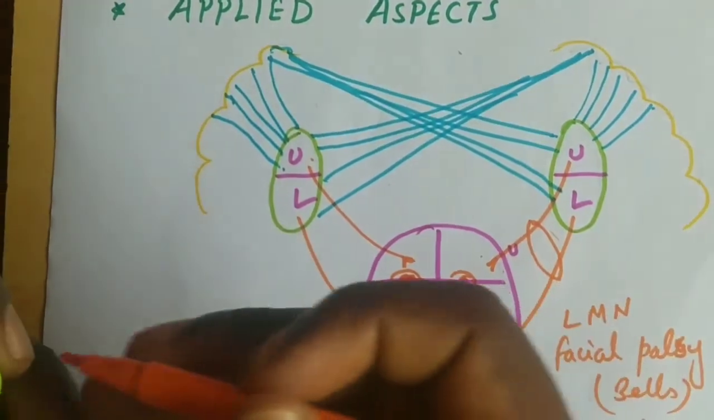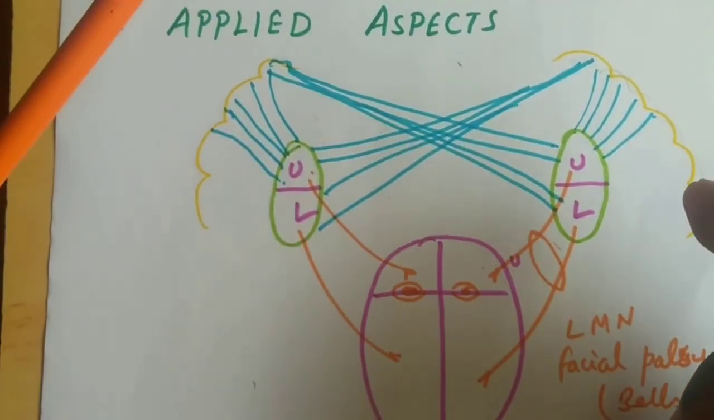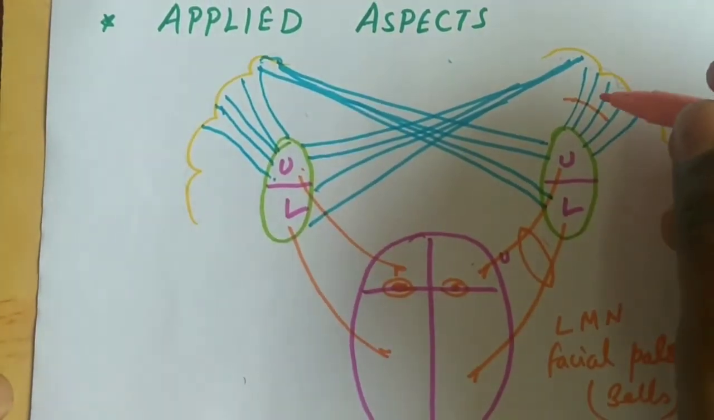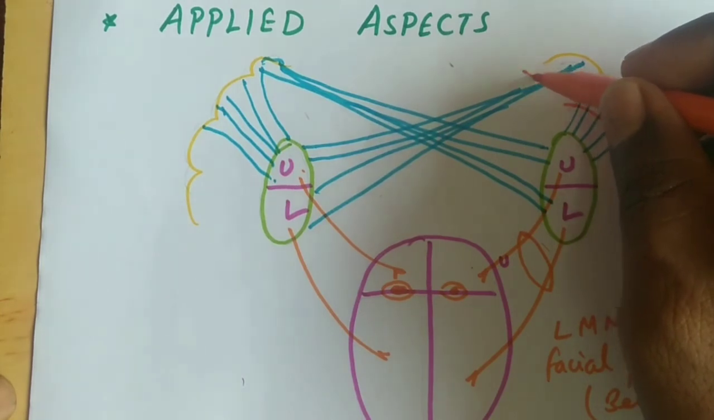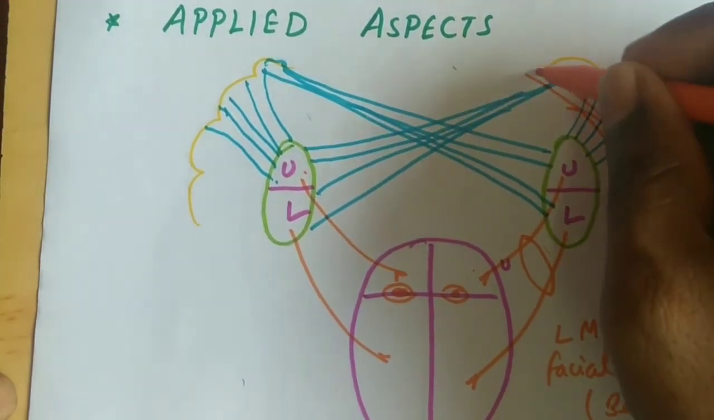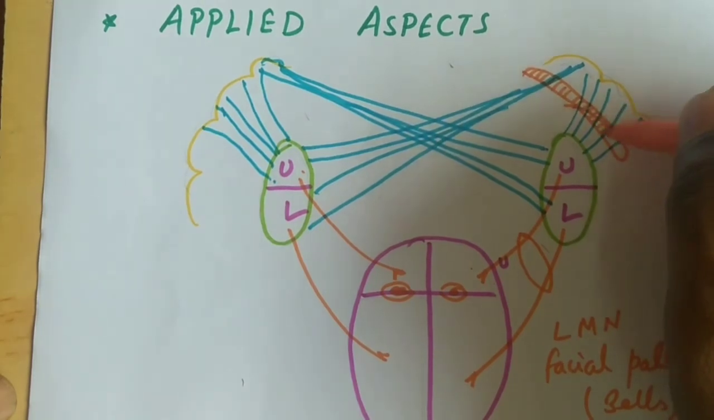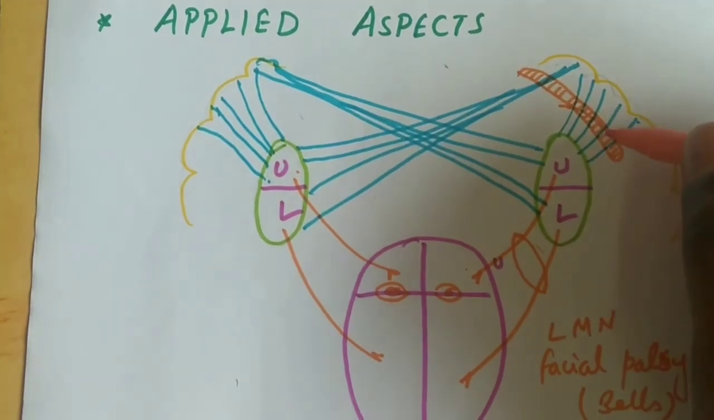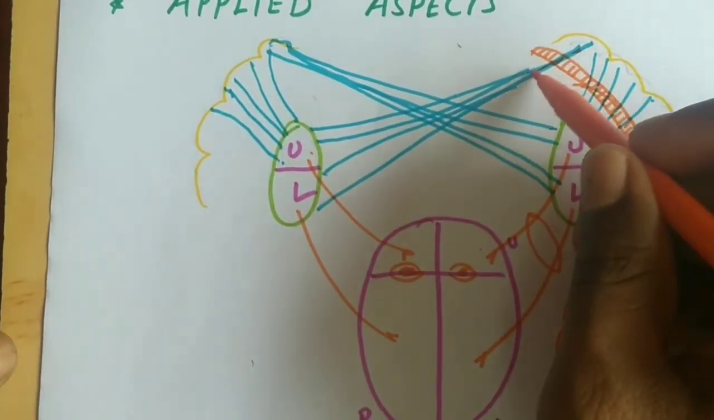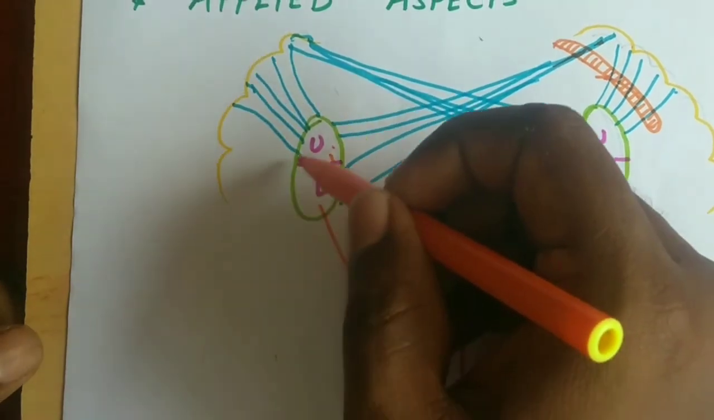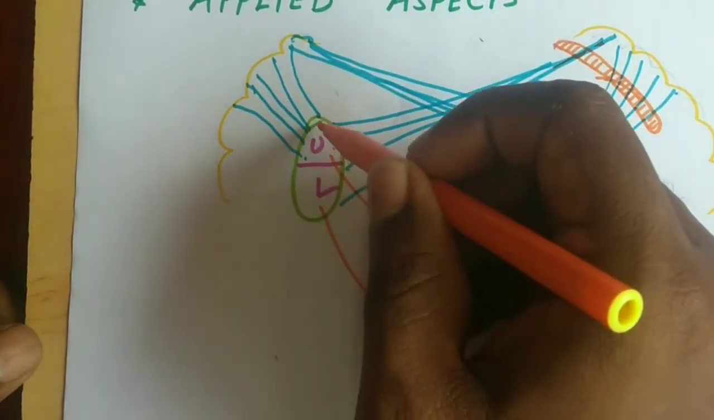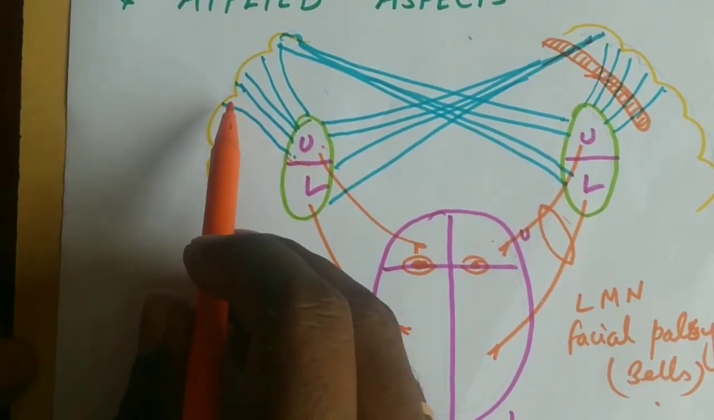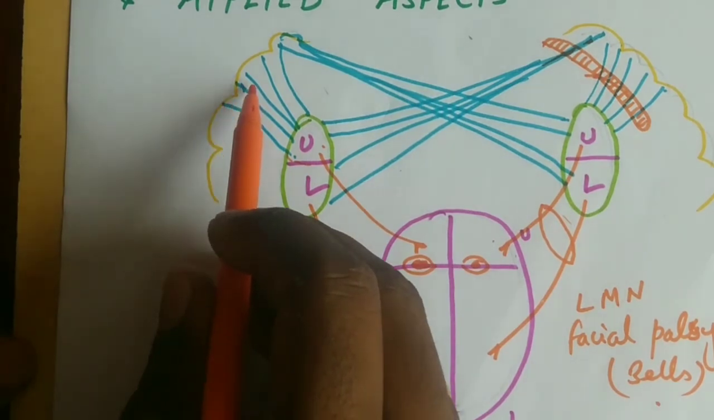Now we'll compare it with the upper motor neuron facial palsy. If the lesion happens at the cerebral cortex level, somewhere in the cerebral cortex or in the pathway fibers, these fibers control the opposite side facial nucleus. So the opposite side facial nucleus will be paralyzed, but the upper part of the nucleus is still controlled by the same side cerebral cortex.